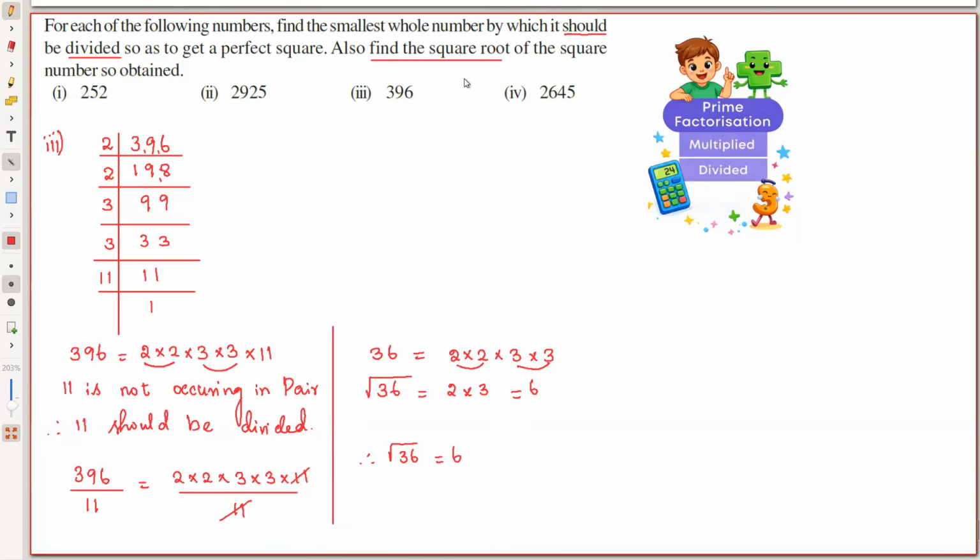And also find the square root of the square number obtained, which means we have to divide 11 on both the sides. While dividing 11 on both the sides, this one gets cancelled. So 396 divided by 11 means 36 we are getting. Square root of 36 means from each pair you have to take one number outside. From 2 one number, from 3 one 3. So 2 3s are 6. Square root of 36 is 6.